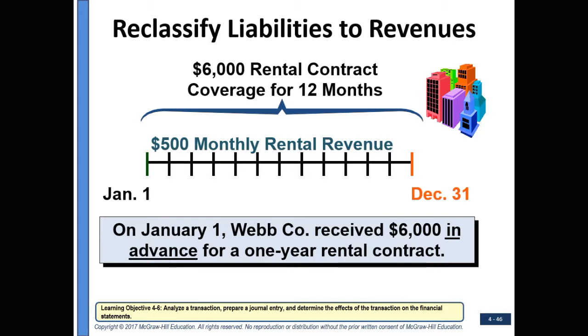So let's look at an example of this. On January 1st, Webco received $6,000 in advance for a 1-year rental contract. You hear the word in advance. They received cash for something in advance. Therefore, we know that we owe a service, product, or something. We owe something, that's a liability.